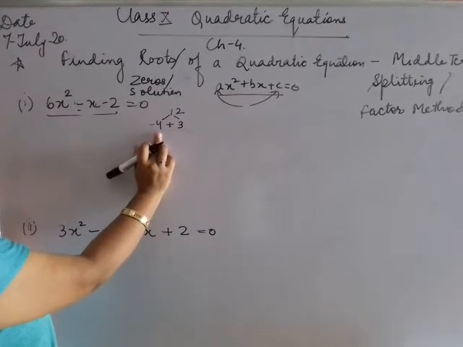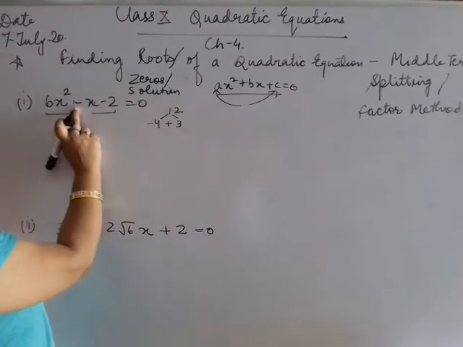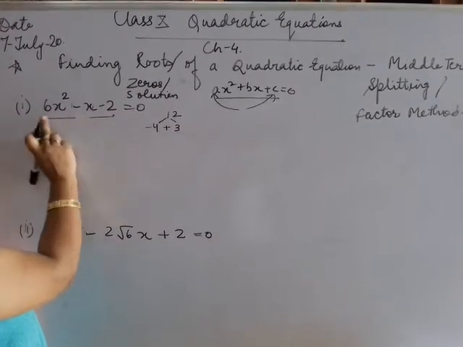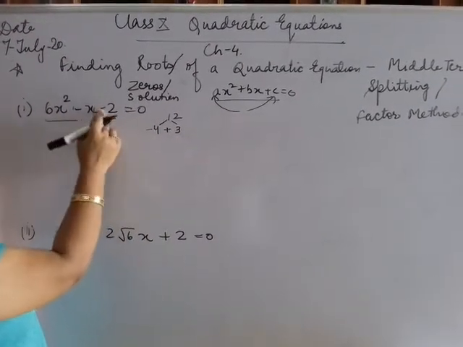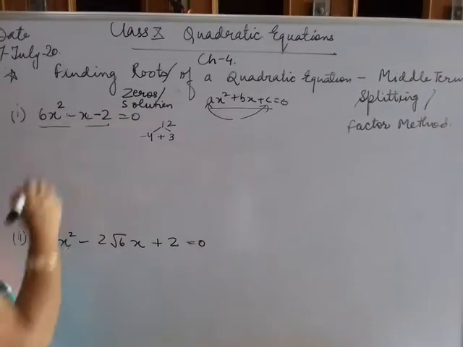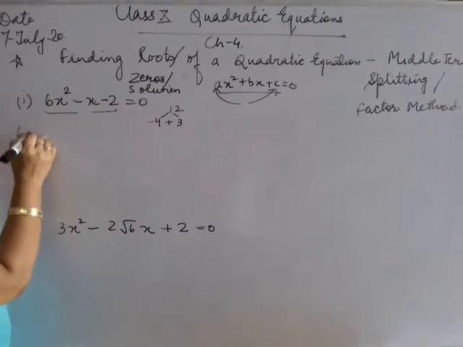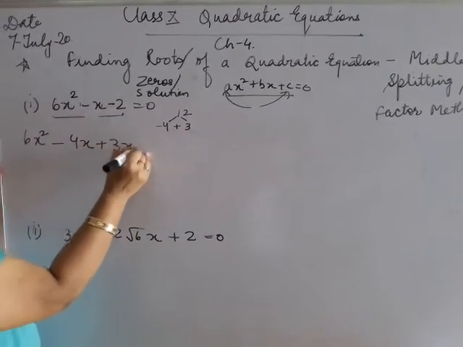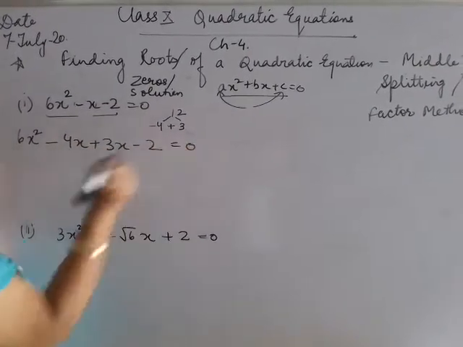If we add minus 4 and plus 3, we will get minus 1, and if we multiply them, we will get minus 12. The sign of this product is also important. So we will write 6x square minus 4x plus 3x minus 2 equal to 0.